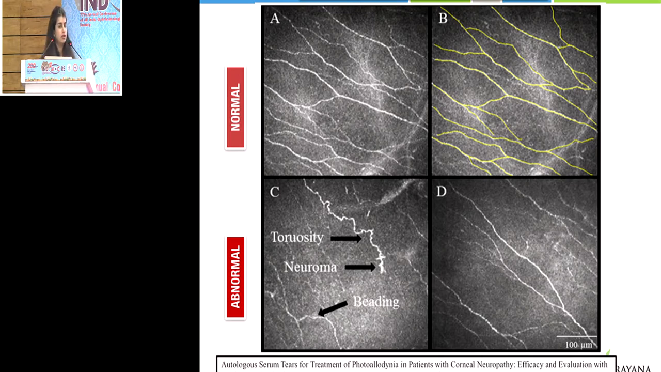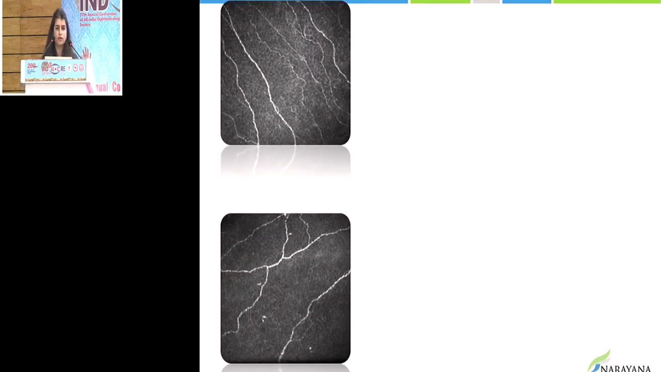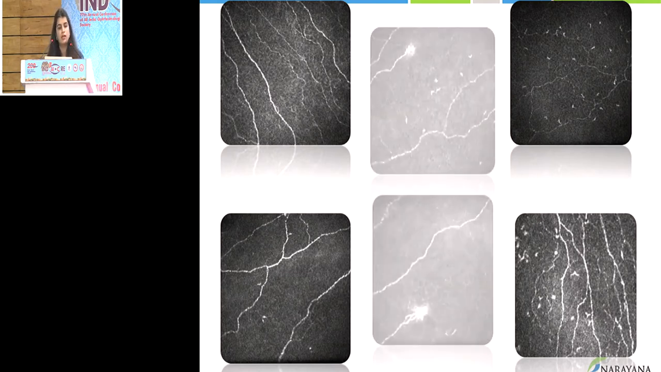But what we are looking at is the nerve patterns. These are the normal nerves, the images on the top, A and B. Image C is a confocal image showing nerve tortuosity, a neuroma, or beading. Essentially, in this case, we found that the nerves were fairly okay. In some cases there were decreased nerves, but in some areas there were increased dendritic cells.